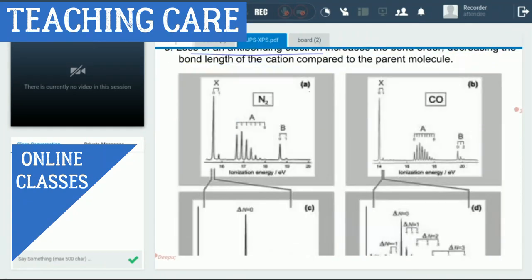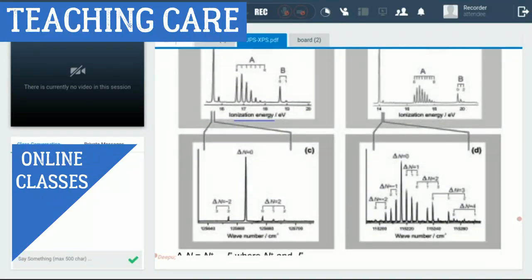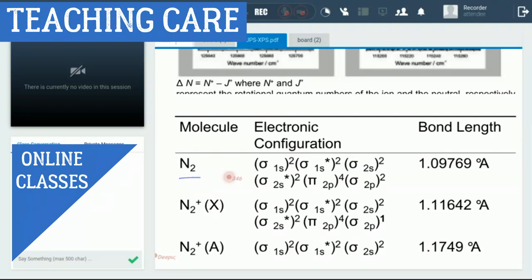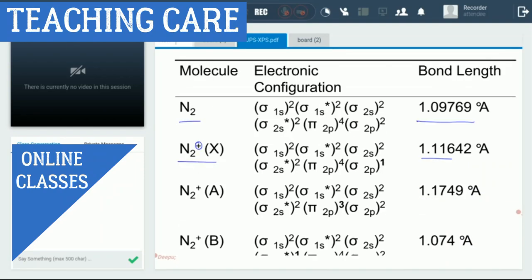Look at the first one, nitrogen molecule. When a nitrogen atom combines with another nitrogen atom, that gives a nitrogen molecule. Bond order is 3. When this bonding electron is escaped, in the sense bond order will decrease, bond length will increase. See here, ionization energy. According to the frequency of the electron, this graph is drawn. See here, this is the electronic configuration of the nitrogen molecule according to MO theory. Bond length is 1.09. But when the electrons are excited, it becomes positive because the electron escaped. Bond length increases.